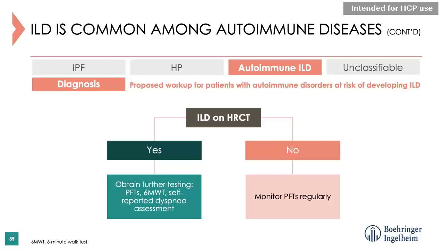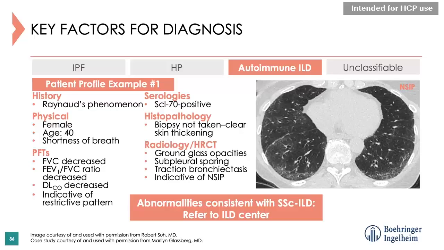If they don't have ILD on their initial high-res CT, it's important to monitor their PFTs with some regularity, probably every 6 to 12 months, to ensure that their vital capacity and DLCO remain stable. If you see the vital capacity or DLCO start to drop, at that point it may be indicative of developing ILD and you want to consider repeat imaging. So here's our patient example. We have 2 patients here.